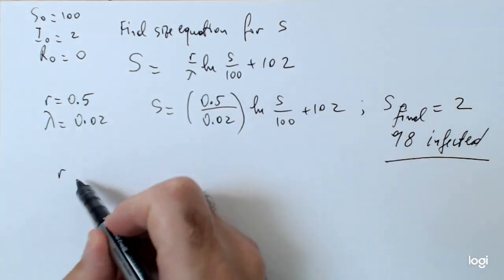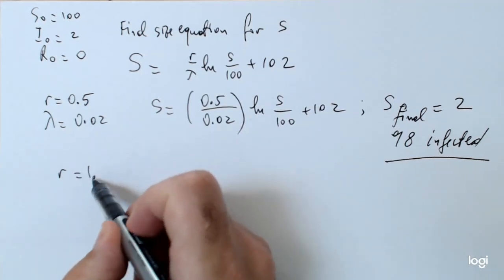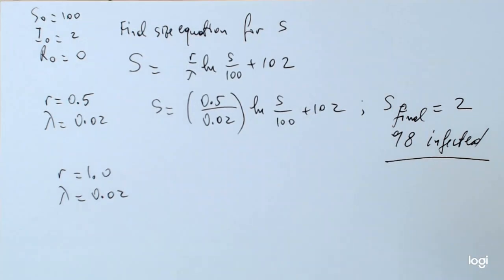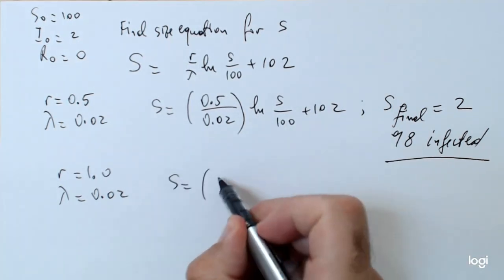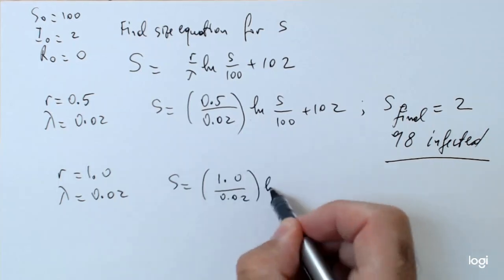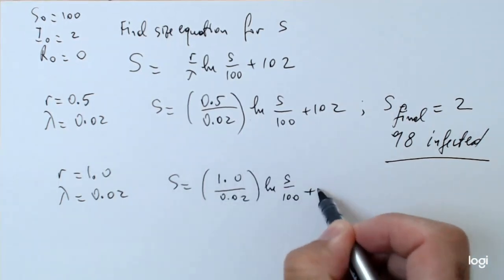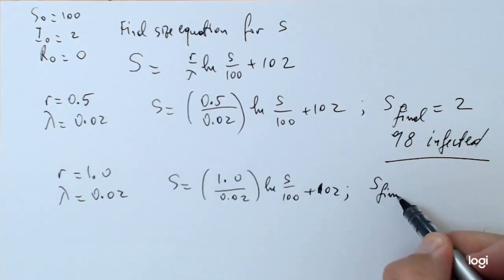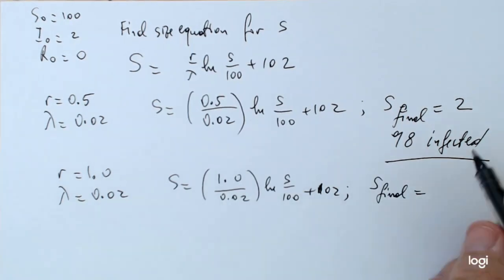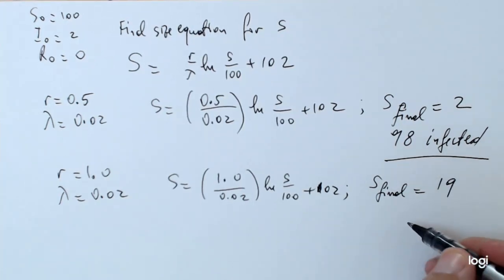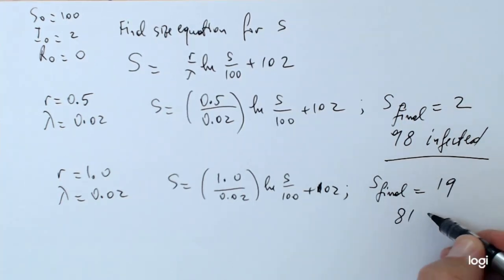If I increase the recovery rate, I should get better numbers in terms of people being infected. Let's say R is 1.0, and again, replace it in the equation. Check that the final size of S is going to be close to 19, which means 81 infected.